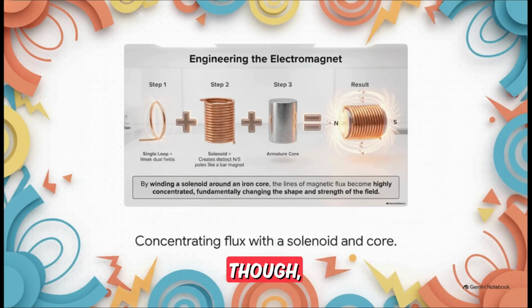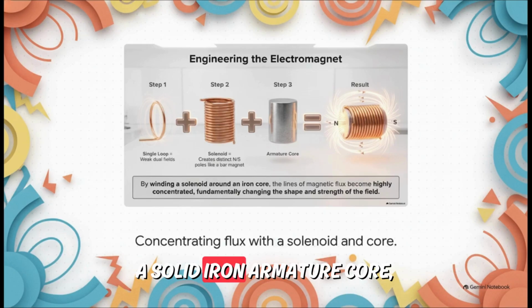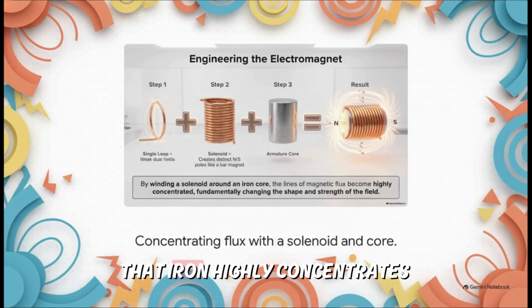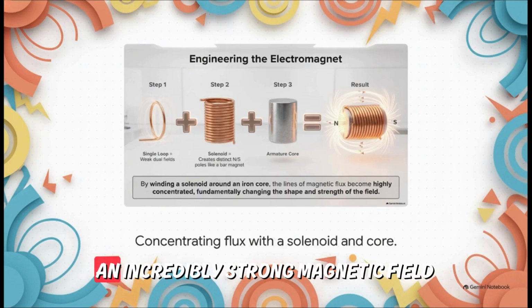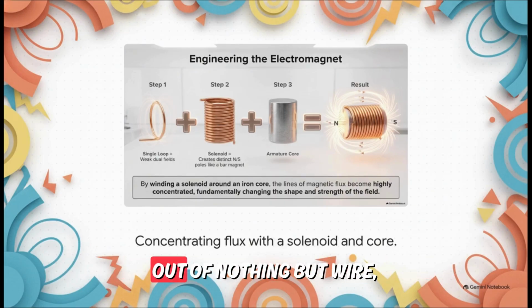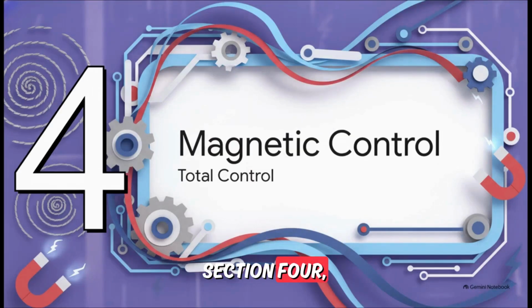The real magic, though, happens in step 3. Wind that solenoid tightly around a solid iron armature core, and man, that iron highly concentrates the magnetic flux. We literally just manufactured an incredibly strong magnetic field out of nothing but wire, iron, and a little electricity. Section 4, magnetic control, total control.